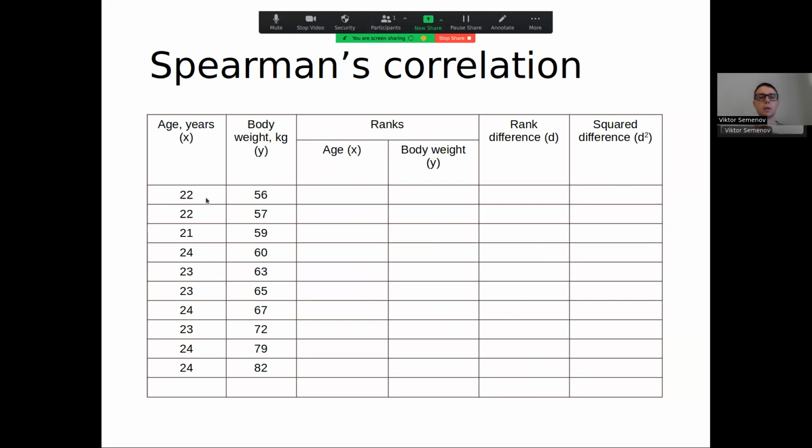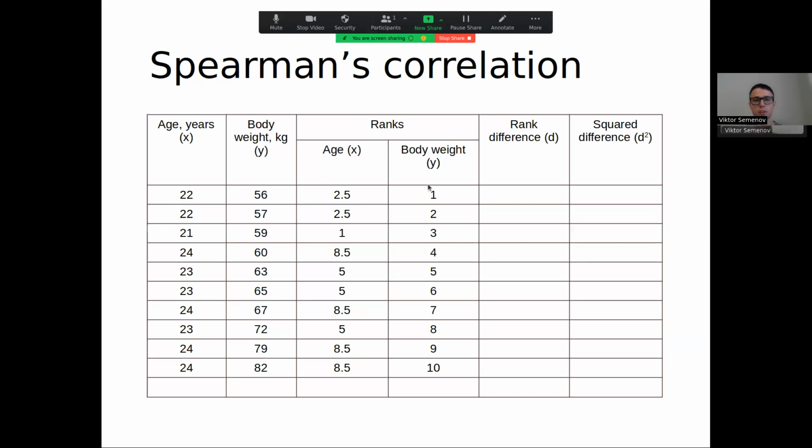So let's say that you have examined 10 people. You have recorded their age and body weight. So you have person number 1, who has an age of 22 and body weight of 56, and another person, age of 22, body weight of 57, etc. And you need to calculate the Spearman's correlation coefficient. So the trick here is that you need to rank these parameters before enrolling them into the correlation coefficient.